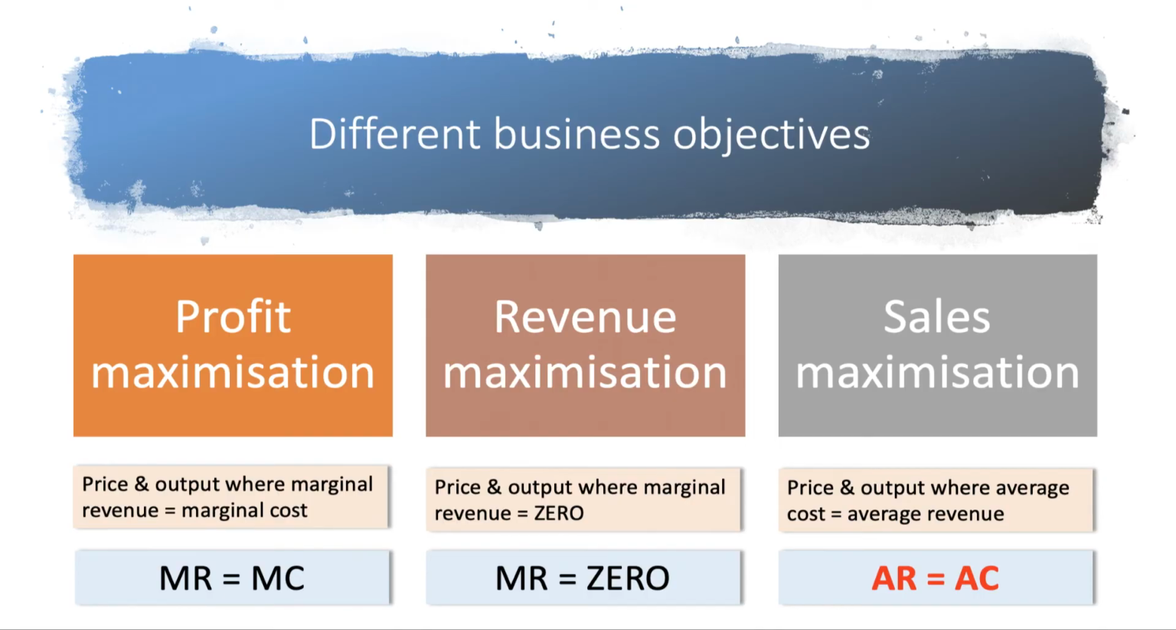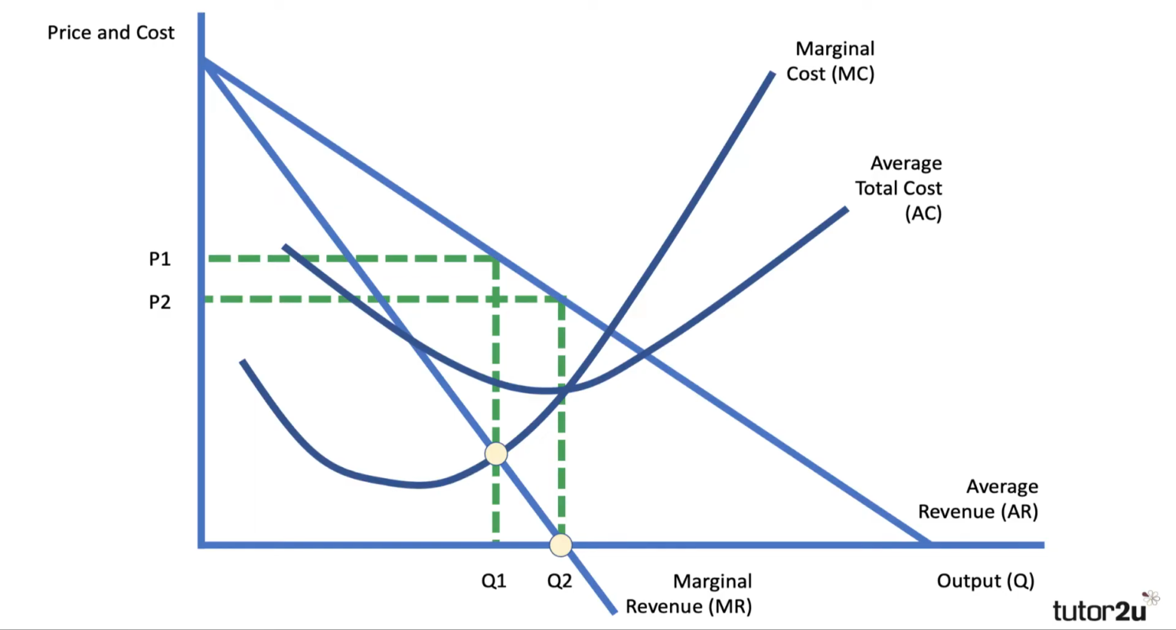Sales max is where you choose an output and a price where the unit cost of production just equals the revenue per unit. Average revenue equals average cost. Keep in mind, of course, we build a bit of profit into the cost curve. We have a normal profit included in average cost. So this output there, that is where average cost equals average revenue. So a break-even point in the sense the firm is just making normal profit.